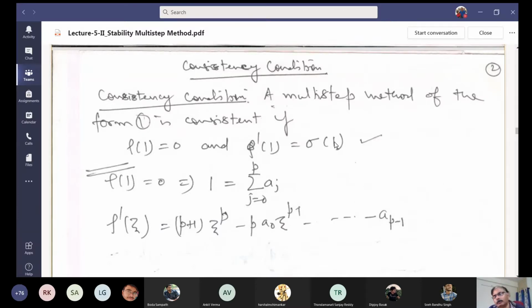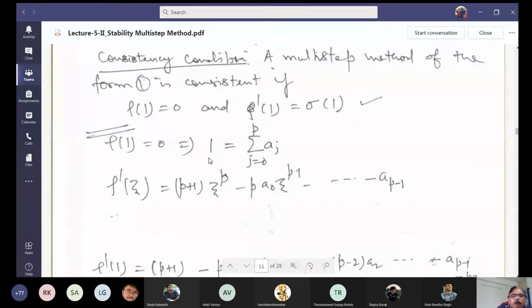So C0 equal to 0, C1 equal to 0 gives these two conditions in terms of rho and sigma, and so the multi-step method is said to be consistent if rho 1 equal to 0 and rho prime 1 equal to sigma 1. So you can use any one of them. Rho 1 equal to 0 immediately gives this quantity. It is done the reverse way. Nothing else is there. I have already done one way.